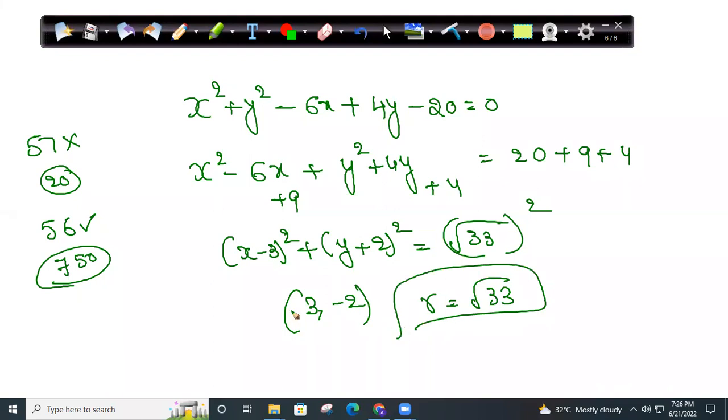Still people are struggling with plus and minus signs. Simple: x minus h whole square plus y minus k whole square equal to r square. So h comma k should give you the proper answer.